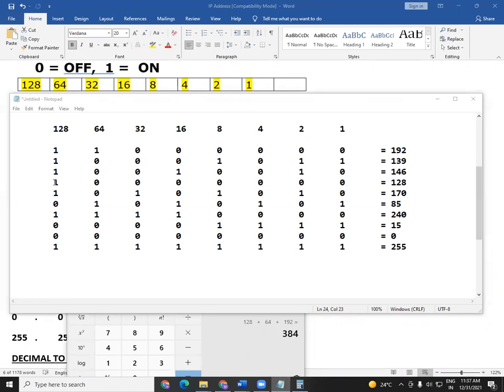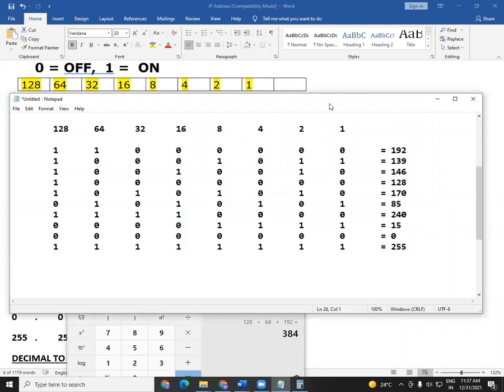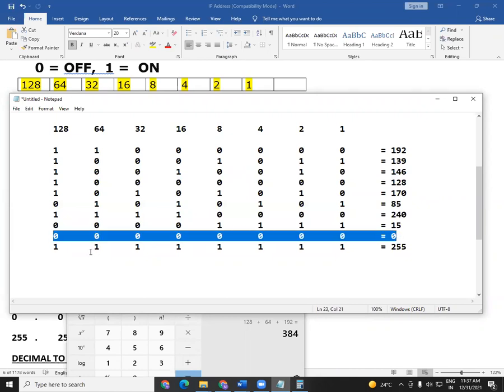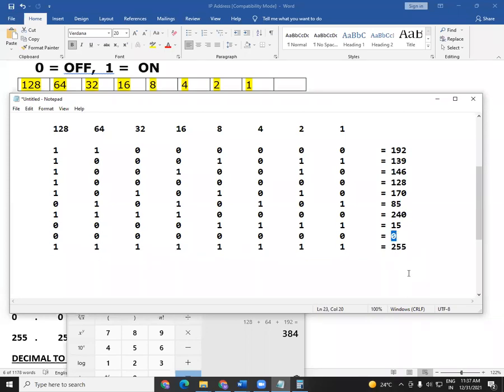So what we have done from here, you can cross check your answers: 128, 170, 85, 240, 15, 0 and 255. So let us concentrate more on the last two values. Zeros, it is all 0. Ones, it is 255. All zeros means it will be 0, and all ones will be 255. That means the least value we will get is 0.